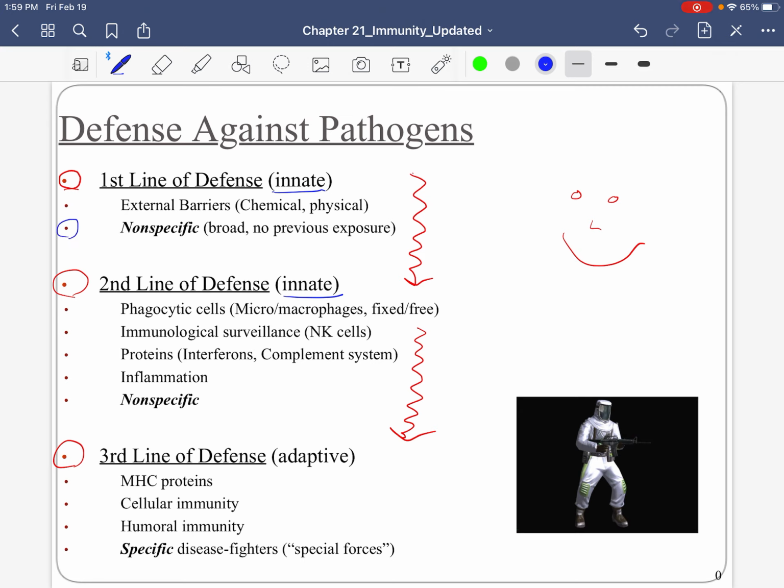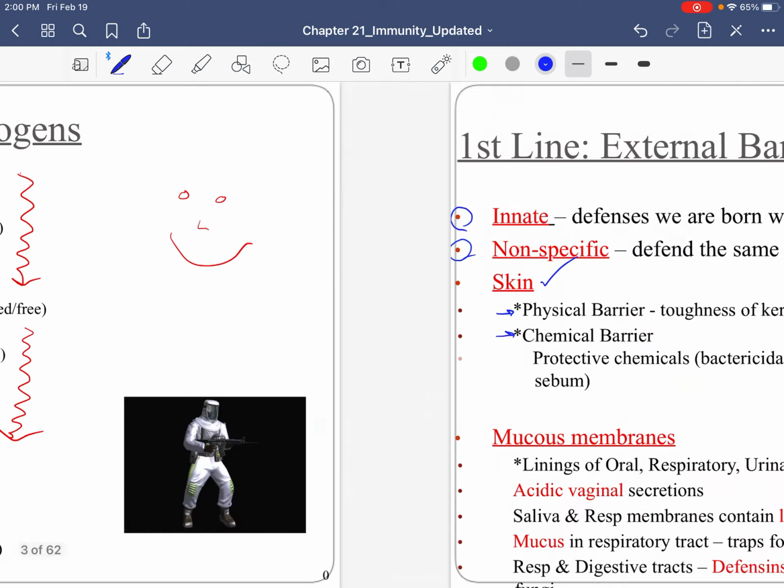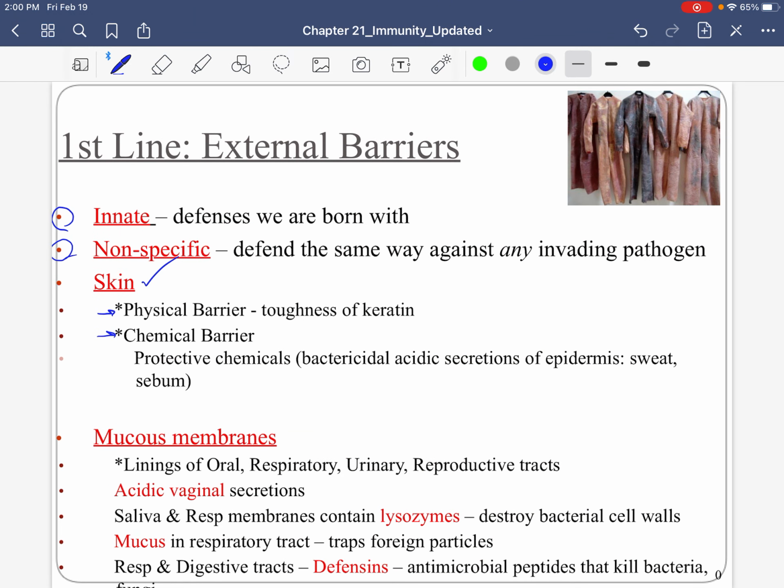Not only are they innate, we're born with them, or we develop them naturally by the time we finish puberty, but our first and second lines of defense are also non-specific. It's the same defense no matter what is trying to attack us. The opposite is going to be true of our third line of defense, which means that we have to generate specific immunity to a specific pathogen. And that's only true of our third line of defense. But our skin, first line of defense, is innate, we're born with it, and it is non-specific. It protects us the same no matter what is trying to invade us.